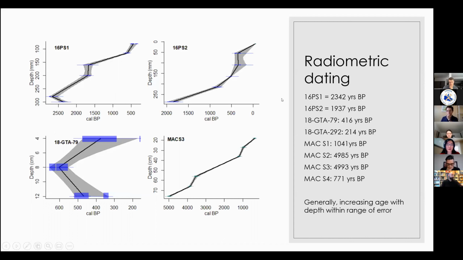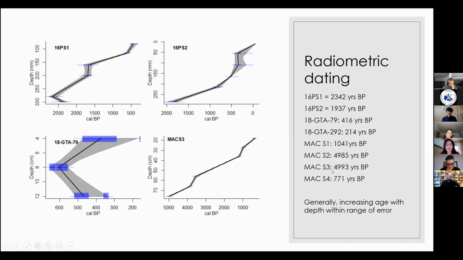So these are the results for the radiocarbon dates. We currently have some that are being processed, but we don't have any returns for those yet. The oldest core is actually the Mache S3 at 4,993 years before present, and the youngest is 18GTA292 at 214 years before present. The 292 core mostly returned greater than modern values.